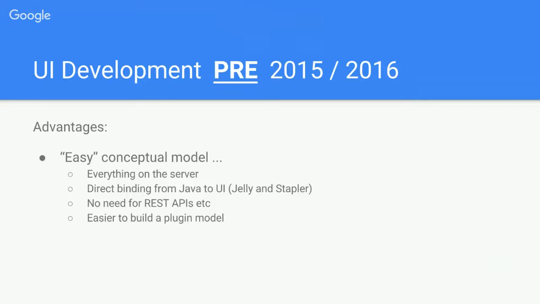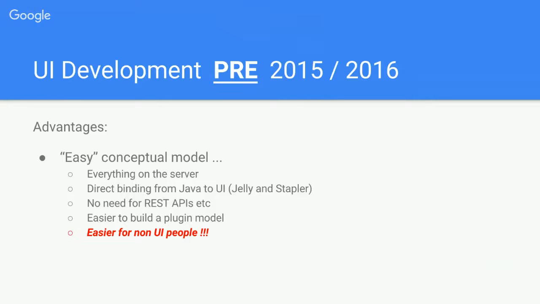You don't need to build REST APIs or anything like that. The whole UI and the model around the UI is not split across two domains as such. So that's something that's made it a lot easier to build plugins, and building a plugin model around a model that's located in one place simplifies a lot of things as well.